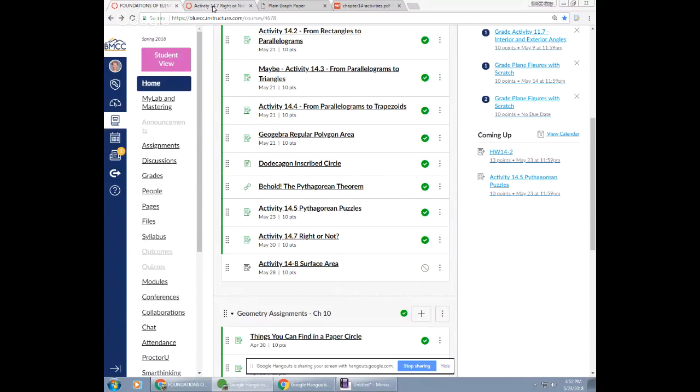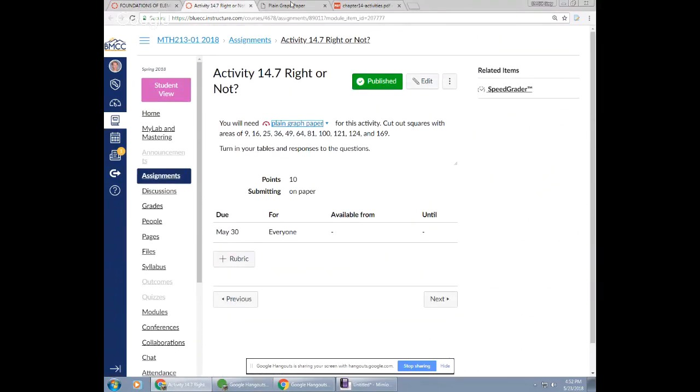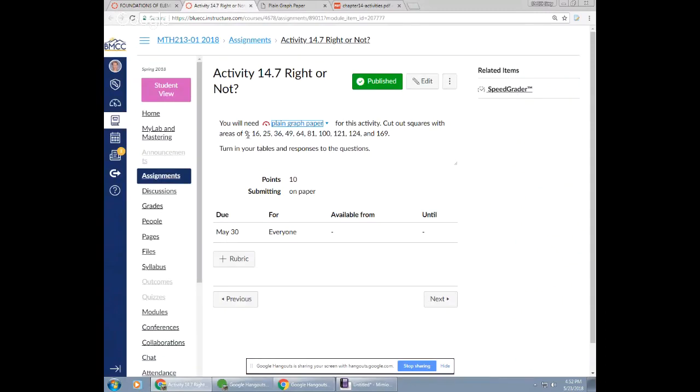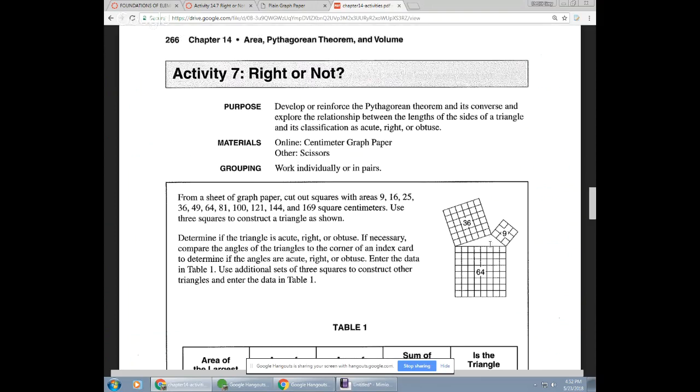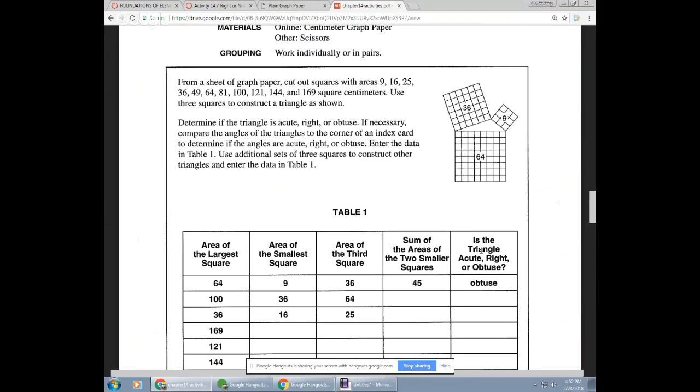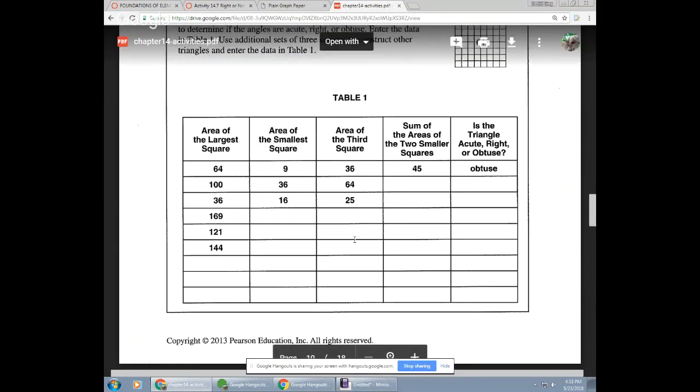So here you're going to need some plain graph paper. On that graph paper, you're going to cut out squares with areas 9, 16, 25, 36, and so on up to 169. You're going to use those squares to build triangles by putting them together, matching up vertices to form a triangle. Now, either it's going to form an obtuse angle across from the longest side, or an acute angle, or a right angle. And you're going to keep track of that in this chart here.